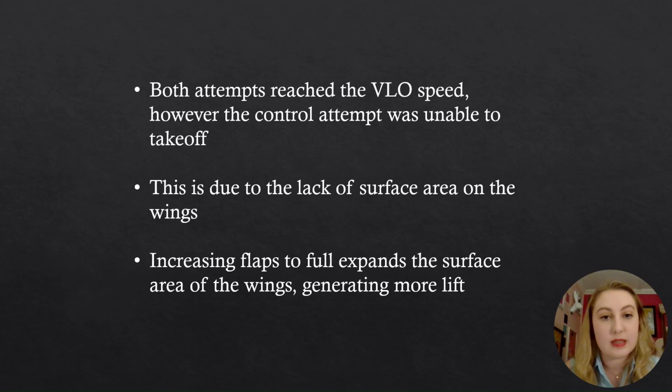On the first unsuccessful takeoff attempt, the aircraft did in fact achieve the new VLO speed. However, due to the air density and elevation of the airport and lack of lift being generated from the surface area of the wings, the aircraft could not take off. Similarly, on the second attempt, the aircraft also achieved the new VLO speed, however only due to the change in flaps did the aircraft take off.